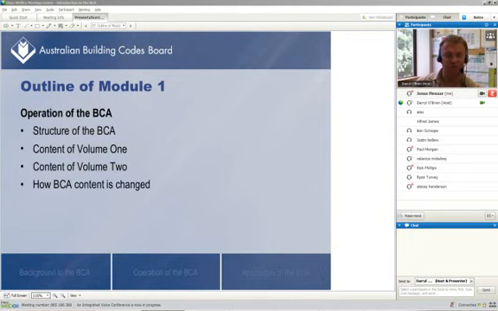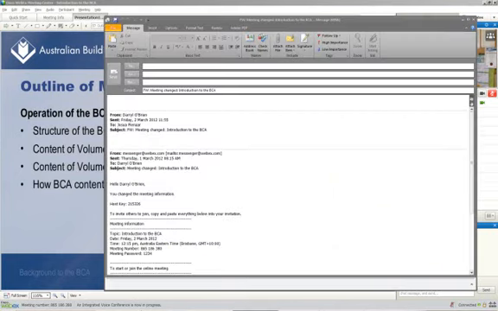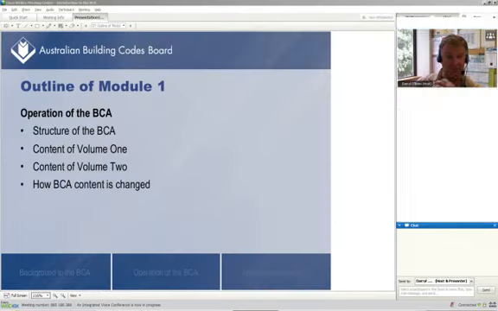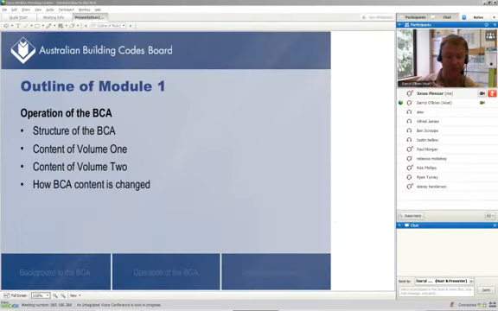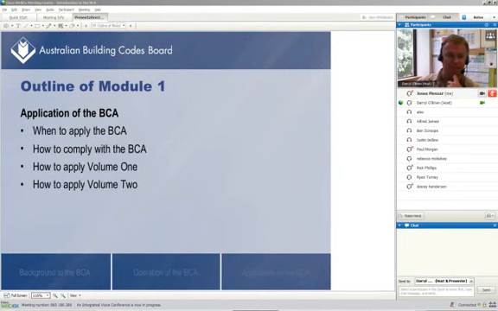Now, in this presentation, we're really only going to be looking at the background to the BCA. We're not going to go in at this stage into the operation in any detail or the application, but we will look at those in further presentations. And the application of the BCA is when to apply the BCA, how to comply with it, how to apply Volume 1, how to apply Volume 2.